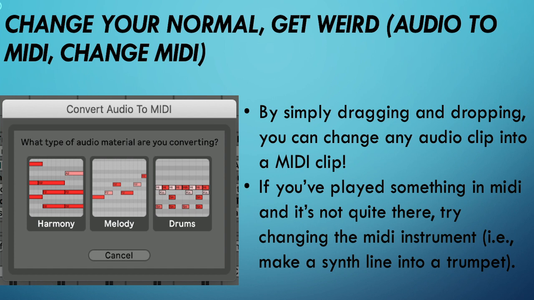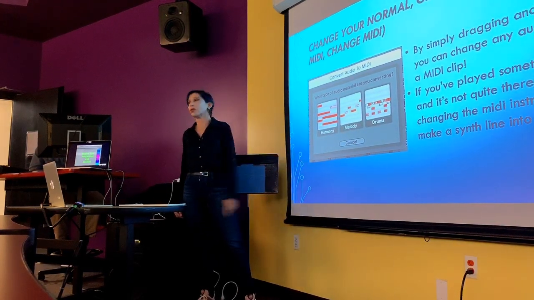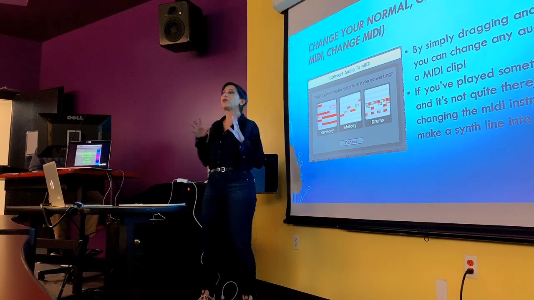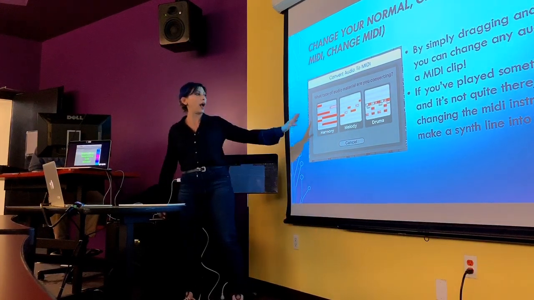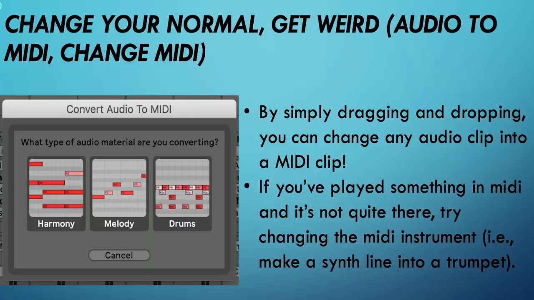And it asks you, do you want the melody itself? Do you want it to turn into a drum track, or do you want it to turn into a harmony track? And it will give you different notes depending upon how you answer this question. Play something crazy, just do something in your MIDI instrument that is your vocal, and then turn it into a harmony trumpet and see how that sounds.